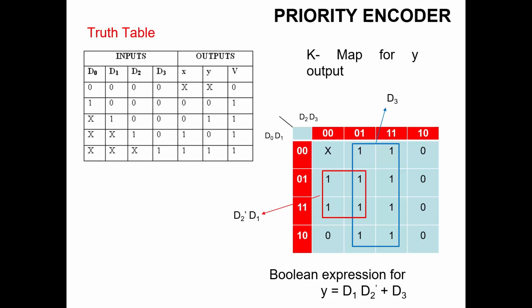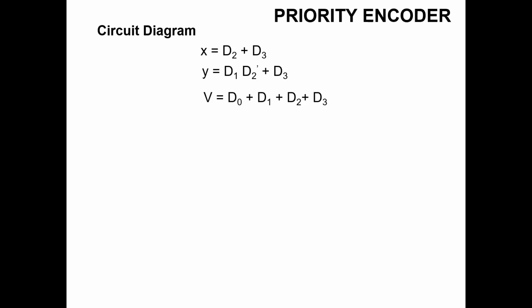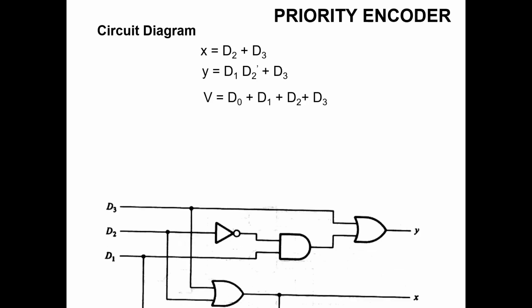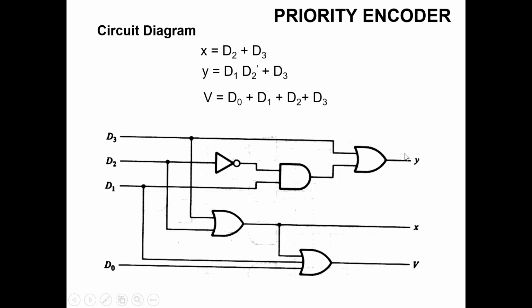Similarly, we can make the K-map for V. We have these expressions for X, Y and V, and the circuit diagram comes out to be this one. It is only an arrangement of different basic gates.